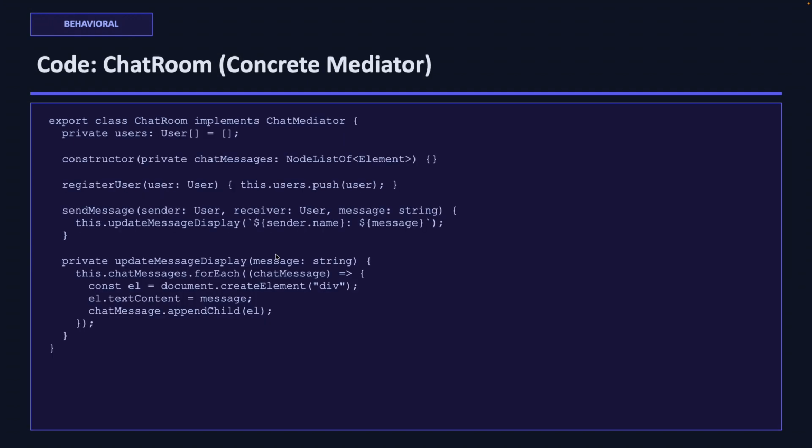If we look at the code for the chat room, we see that there's a users array as a participant registry. The constructor takes this node list of elements for the chat message containers, directly referencing the DOM. The register user method adds a user to the registry. The key method, again, is send message. It receives the sender and the message, and it formats the display string. And it calls the private update message display. That method just puts a div onto every chat message element on the page, which is why both Alice and Bob's chat windows update simultaneously when either one of them sends. So the chat room knows about the users and the DOM, but it doesn't know anything about the user component, and that's it.